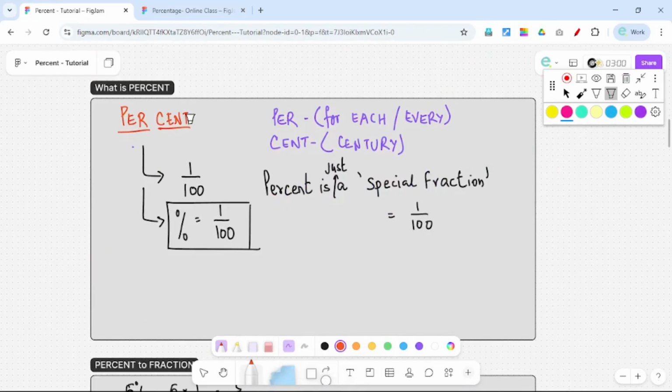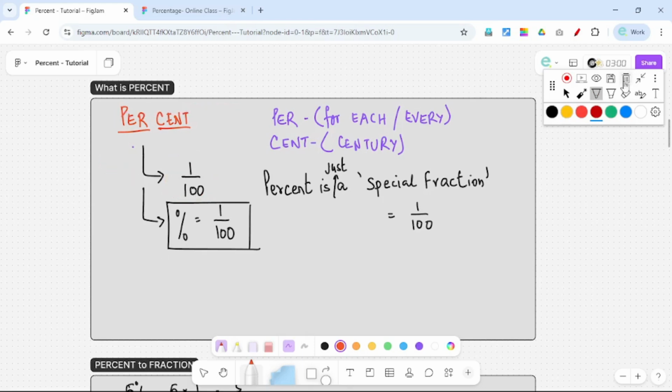And cent is a short form for century, which is 100. So percent means per 100, for each 100. That means 1 upon 100. So this percent, which is represented by this symbol, means 1 upon 100.